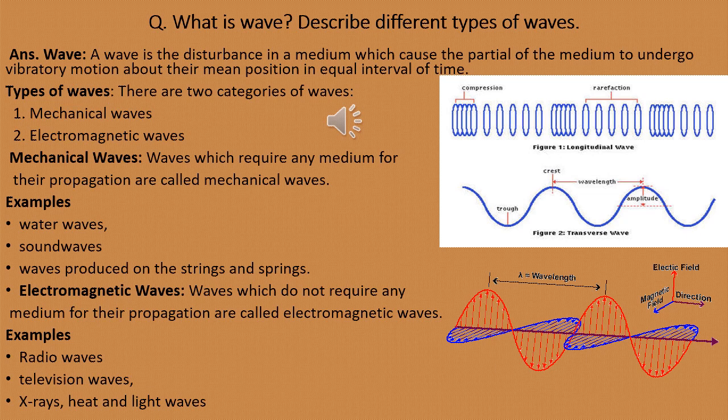Mechanical waves: waves which require a medium for their propagation are called mechanical waves. Examples: water waves, sound waves, waves produced on strings and springs. Electromagnetic waves: waves which do not require any medium for their propagation are called electromagnetic waves. Examples: radio waves, television waves, X-rays, heat and light waves.